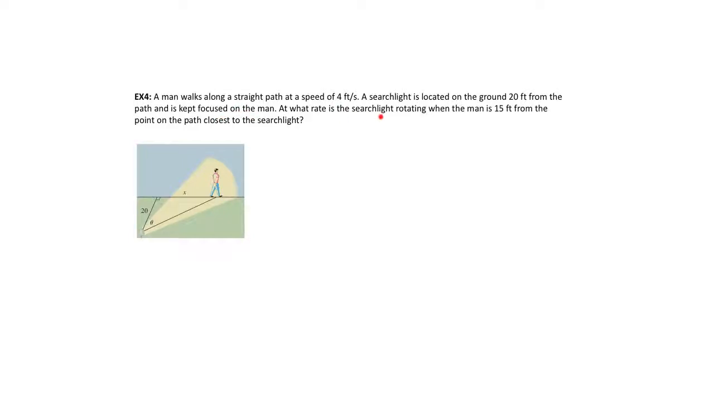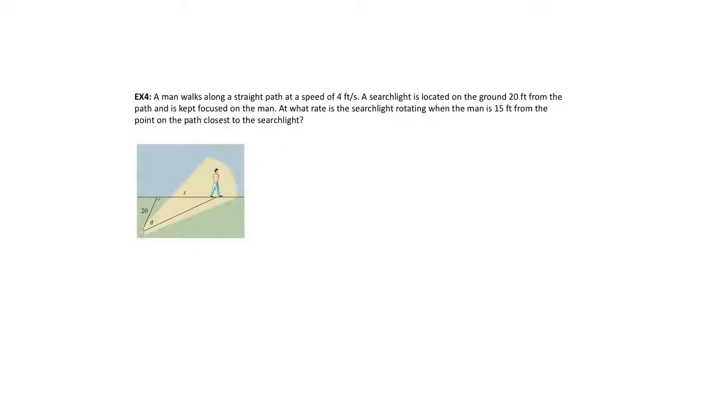At what rate is the searchlight rotating when the man is 15 feet from the point on the path closest to the searchlight? So imagine when here is the man, when he is 15 feet from the 90-degree angle right here, we want to be able to find the rate of change of theta with respect to time. So d theta by dt. All right, so I'm going to start writing things that I know are true, the given information.